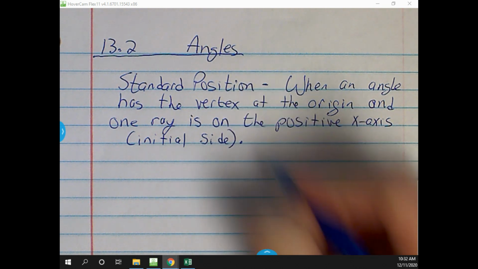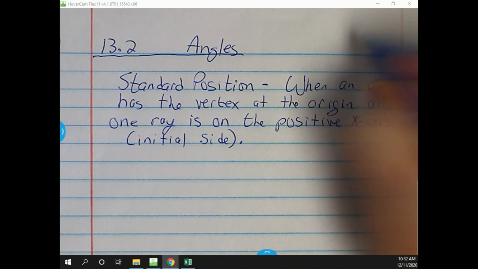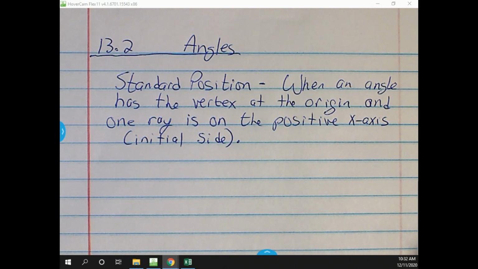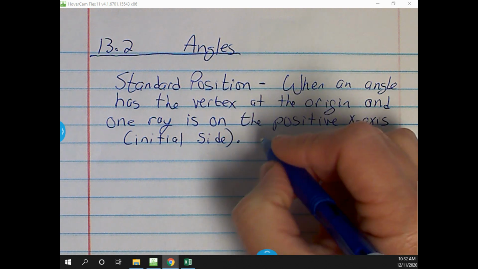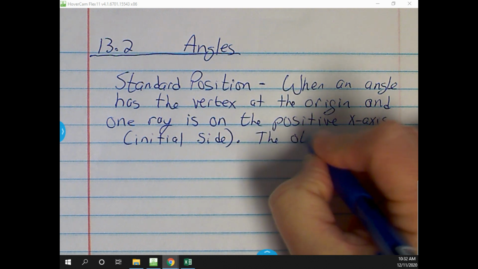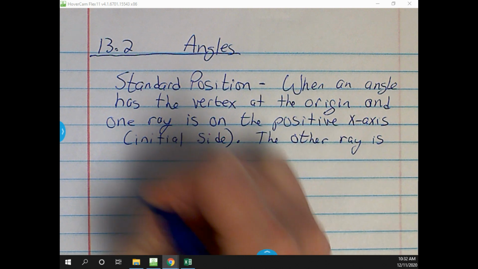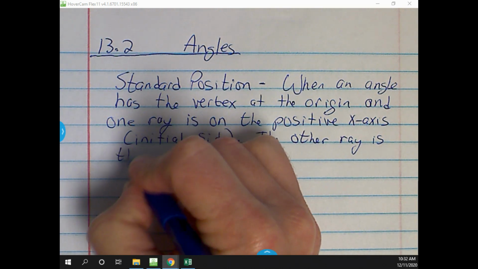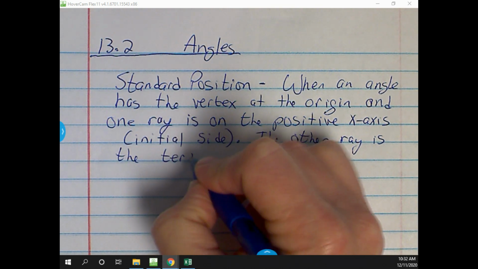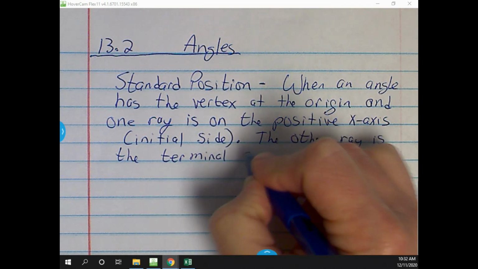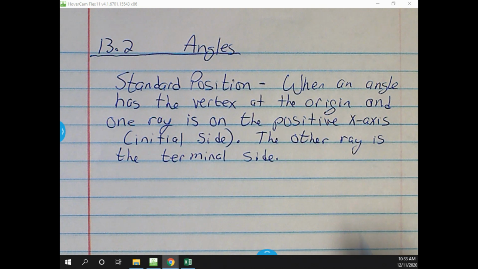The other side, because again, if you draw an angle, you need two rays that go with this thing. The other ray can be in any position, anywhere that you want to go with it. And with that ray, they just call it the terminal side. And it can be anywhere it wants to be. Now, the only thing is that ray also has to have its vertex at the origin.